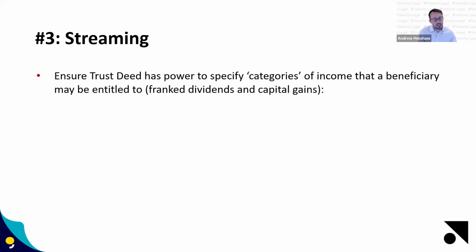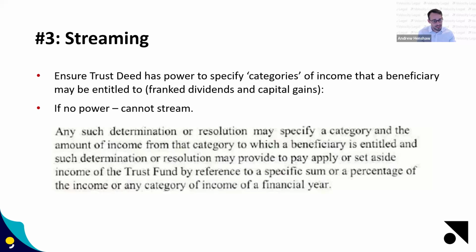And in order to stream, you need to make sure the deed has the power. So what you're looking for is some sort of power to specify categories of income. Most deeds have this, but not all deeds do. So whenever you're looking to make a beneficiary entitled to a particular amount of franked dividend or capital gain, you need to check that the deed actually has a streaming power. Because if it doesn't, it doesn't work. Some are drafted better than others, but so long as there's something, you're probably okay.